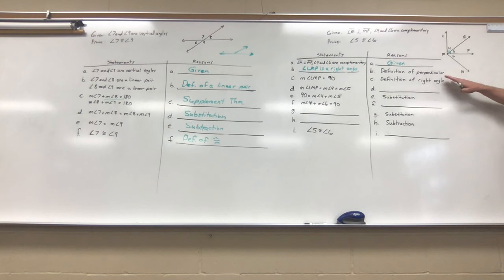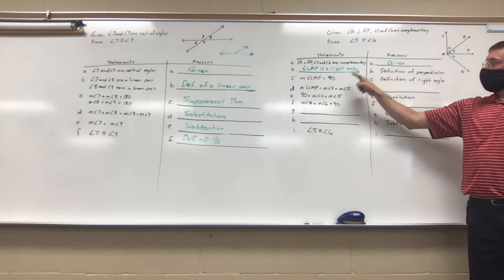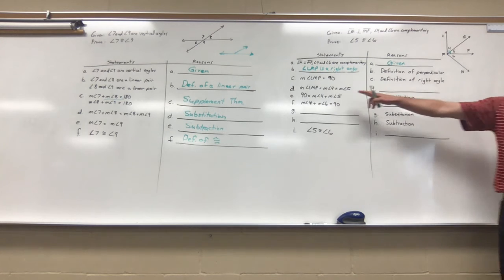Now, step C, they filled in for us. Once it's perpendicular, we know perpendicular lines form a right angle, and we know a right angle is equal to 90. So once we have it as a right angle, we're going to say it's equal to 90 by the definition of a right angle. That one's all filled in for us. We didn't have to really do anything with that. All right, now we go to step D.